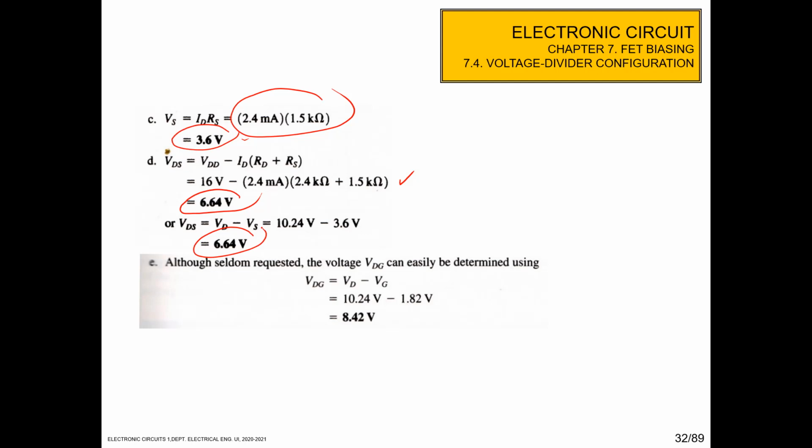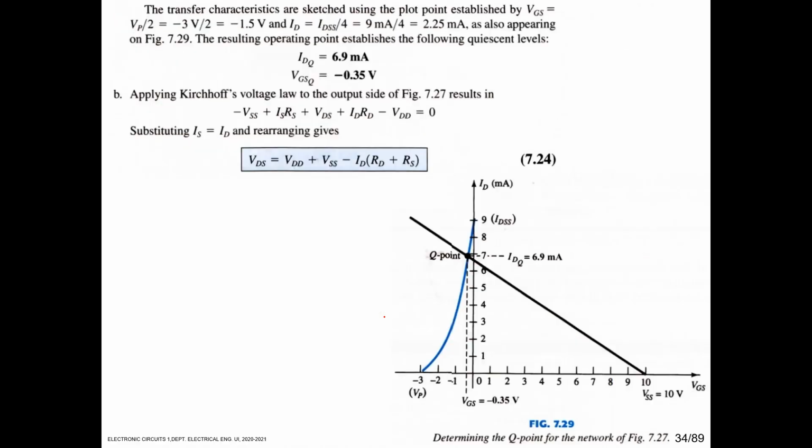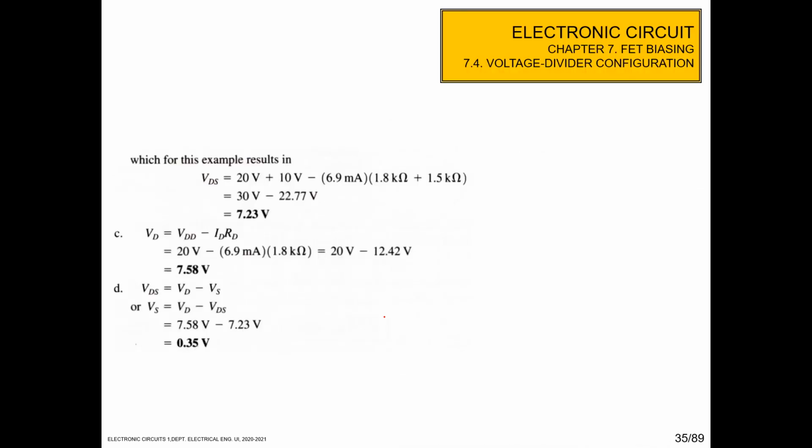Okay, and lastly it requested that VDG we can determine when VDG is VD minus VG. VD is 10.24 and VG is 1.82 volt. We got that VDG is 8.42 volt. Okay, so this is another network, 7.27. So you can use a similar procedure to the previous one that I explained, and you can solve this equation.